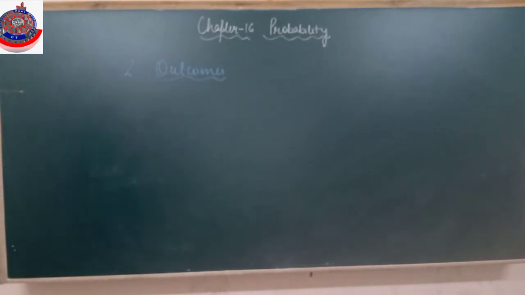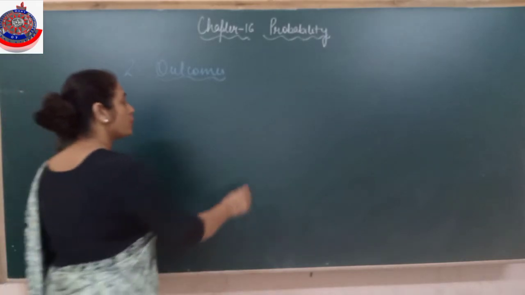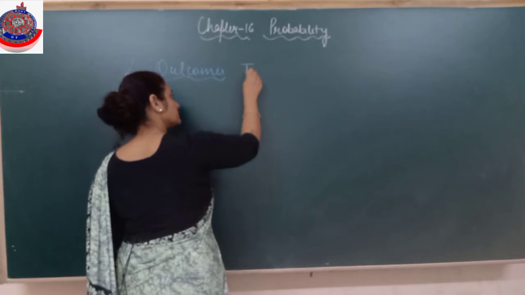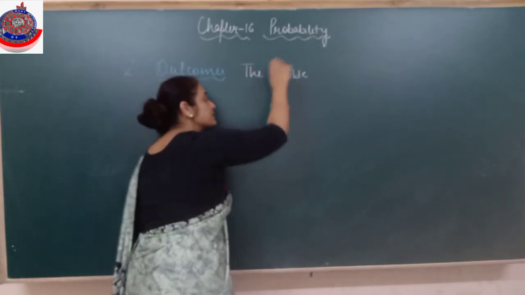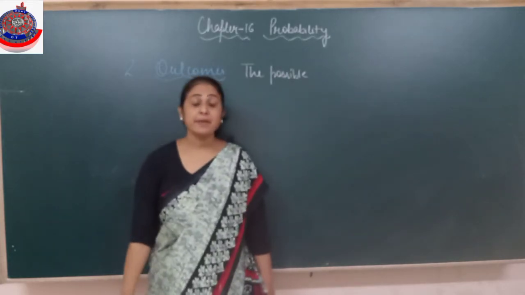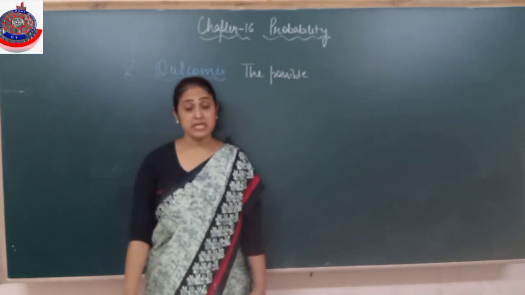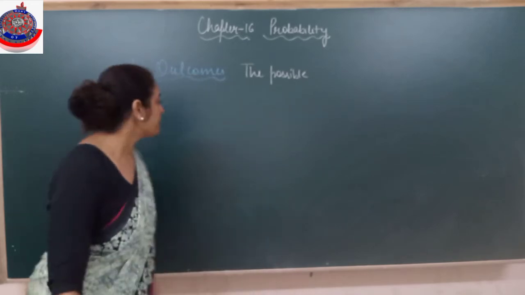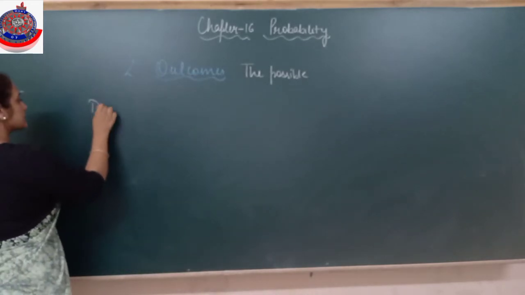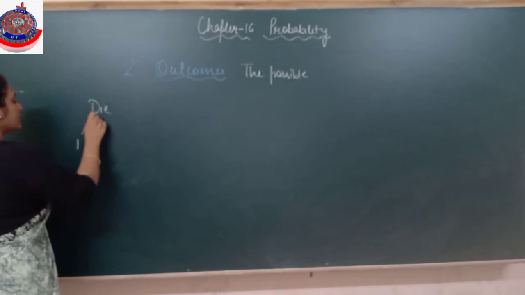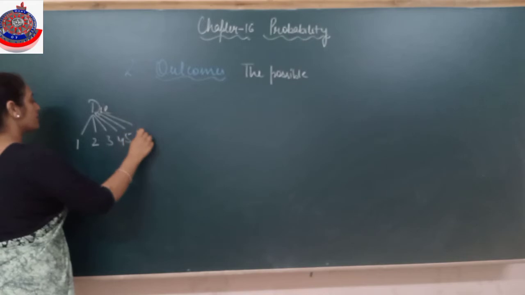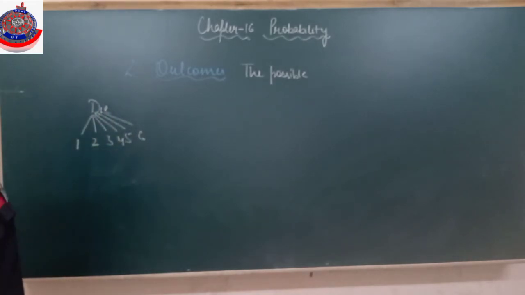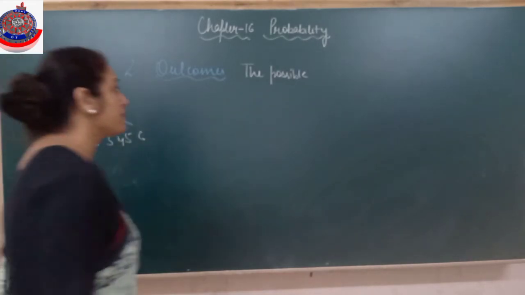Outcomes. अब exactly क्या? The possible result of random experiment is called outcomes. मतलब I'll explain you first. इसका मतलब जो मुझे एडवांस में पता है कि इस एक्सपेरिमेंट के अंदर ये हो सकता है, ये हो सकता है, ये हो सकता है. For example, when I throw a dice, I know either 1 can come, or 2, or 3, or 4, or 5, or 6 can come. That means, what am I saying? A possible result of a random experiment.